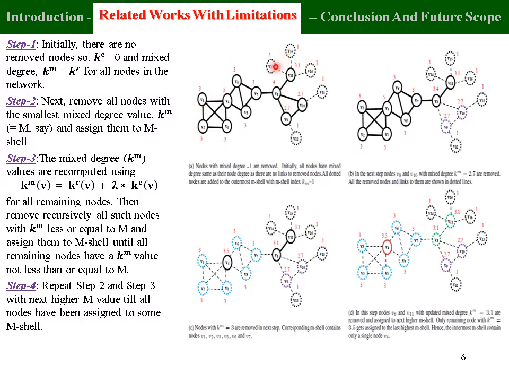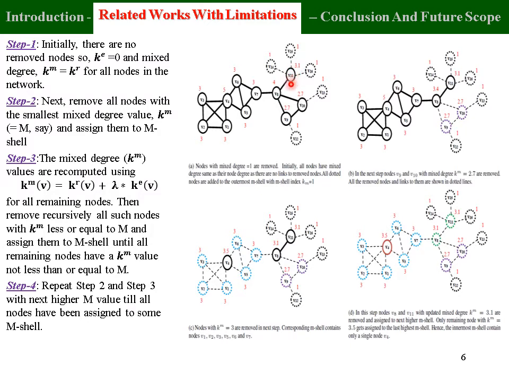Now first the 1 degree nodes are removed. As 1 degree nodes are removed, in the second step, when we are considering this V11, the mixed degree value will change. This is the difference from the KSL value, because the authors have taken a lambda value of 0.7. Let us consider the same value and compute the value for V11. What will be the mixed degree value of V11?